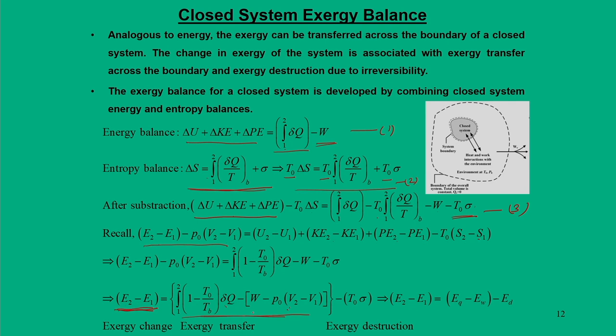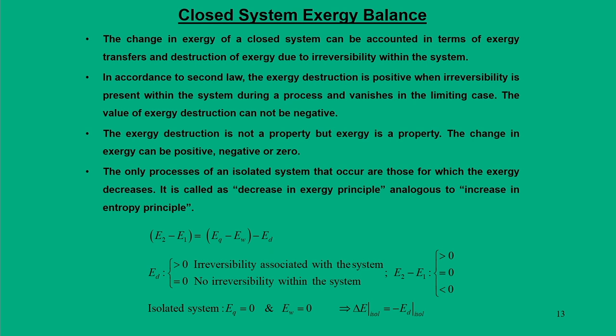One is by heat transfer, the other is by work transfer. This is given by the first expression on the right hand side, and the second expression is T0 sigma, which we interpret as exergy destruction. So, in simplified form, we write E2 minus E1, the exergy change, equals EQ minus EW, that is, exergy transfer due to heat transfer and work transfer, minus exergy destruction. This is the final basic expression that we rewrite here.